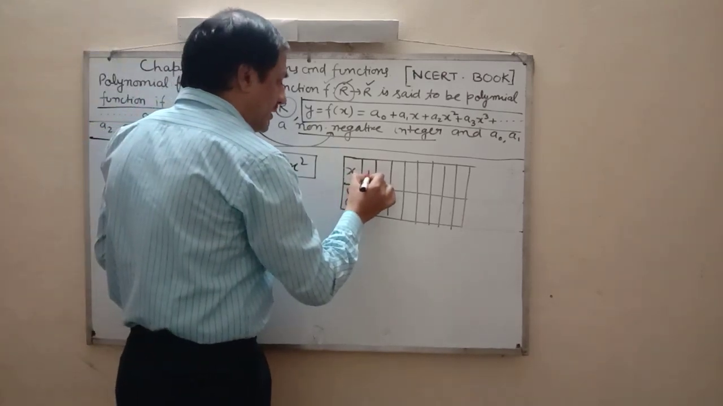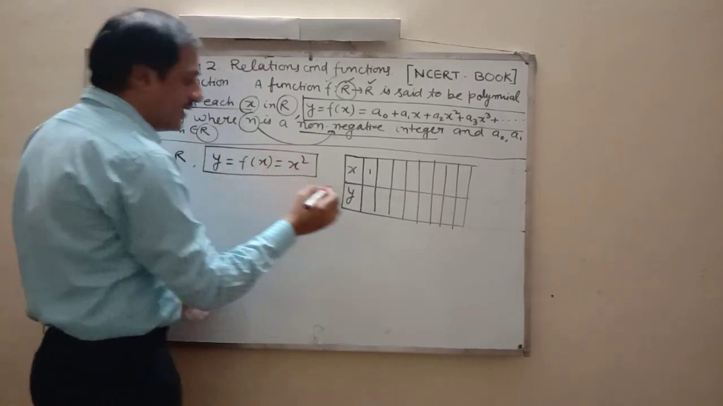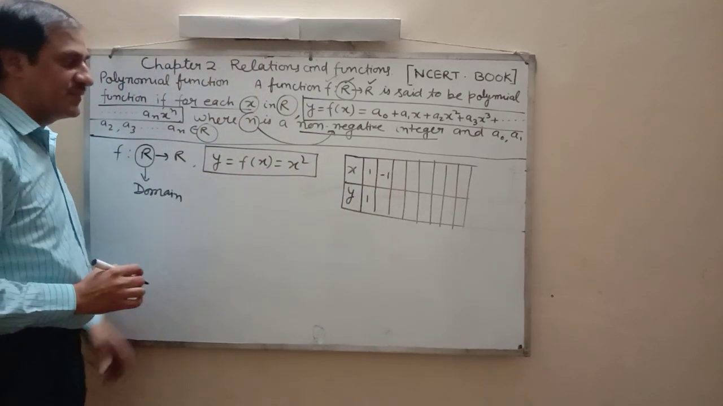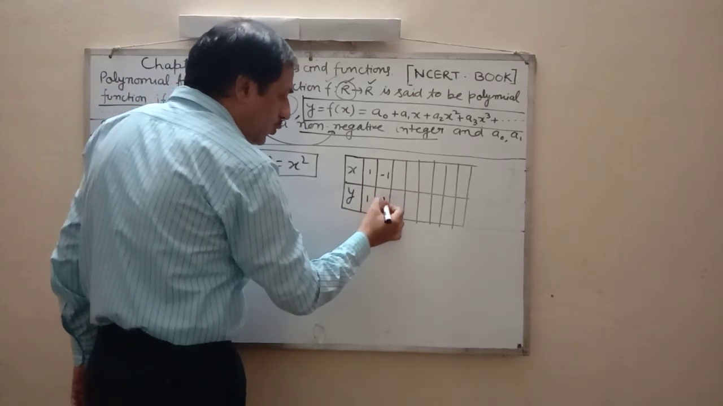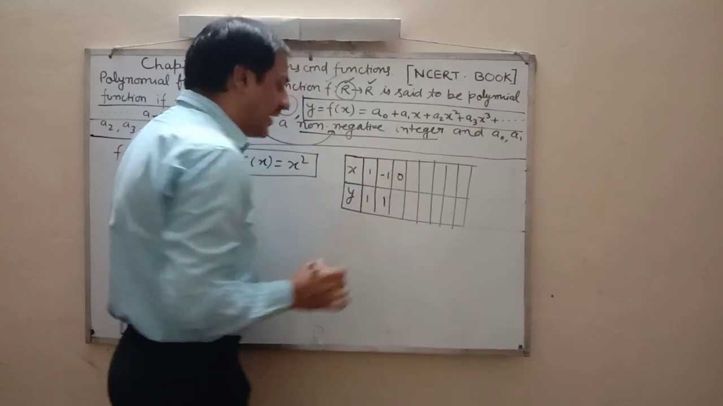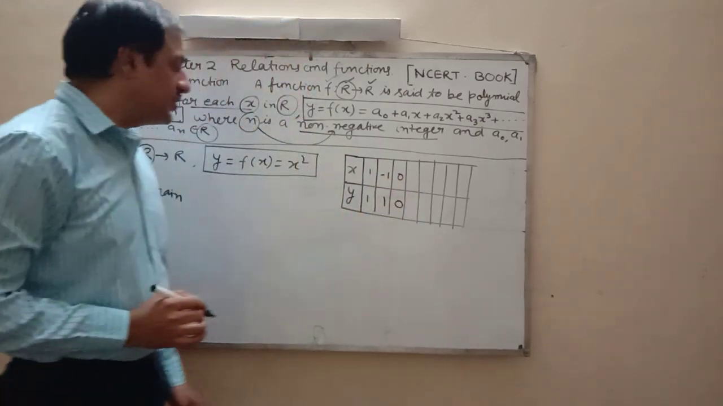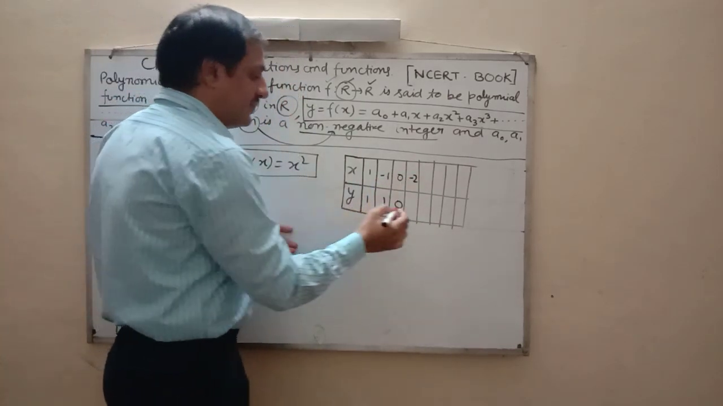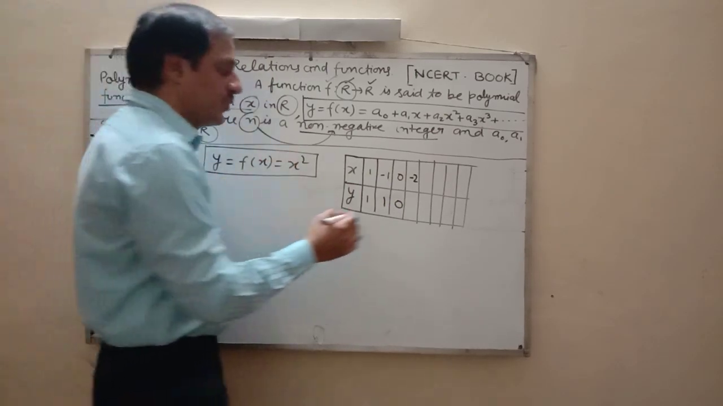If x equal to 1, what should be the value of y? The value of y is also 1. If x equal to minus 1, what will be the value of y? The value of y is equal to 1, since the square of minus 1 is 1. If x equal to 0, the value of y will also be 0. If x equal to minus 2, the value of y will be the square of minus 2, which is equal to plus 4.